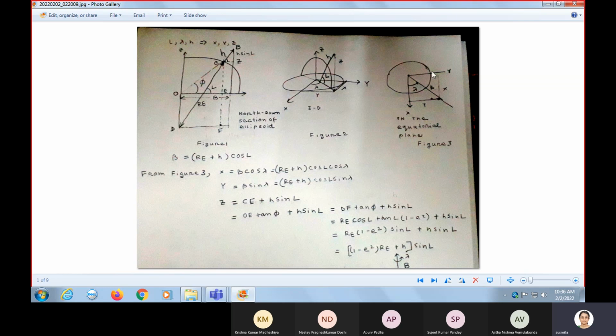Now we can see the same thing on the equatorial plane. So this plane, the equatorial plane, we are now seeing from the top. So this is the projection of the point. This length is beta, and here also we can see beta, right? And this angle is lambda.